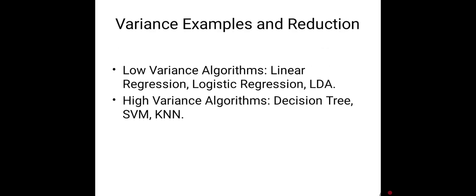Next, the examples of variance and its reduction. Algorithms like linear regression and logistic regression have lower variance. Models like decision tree, SVM, KNN tend to have a high variance. To reduce the high variance, you can reduce the number of input features, use simpler methods, increase the training data and increase the regularization. All these techniques help the model to avoid overfitting.